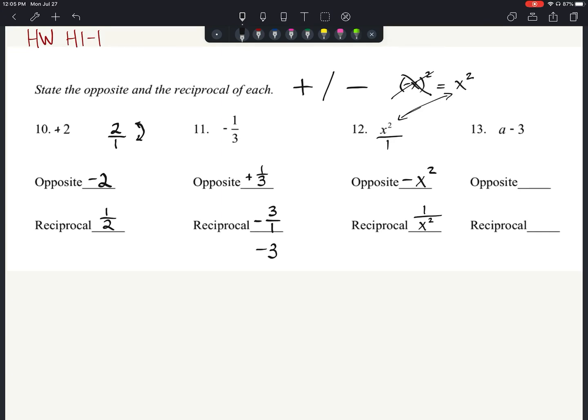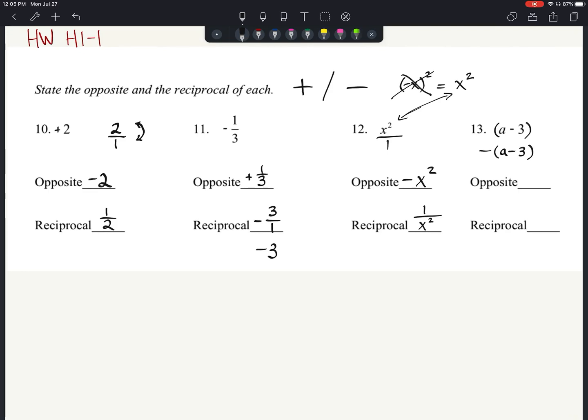13 asks us to write the opposite of a minus 3. So this is one we have to be careful with. We have to think about it. This is all considered to be one number, one value. Right now, we'll call it a positive a minus 3. So the opposite of that would be a negative quantity of a minus 3.